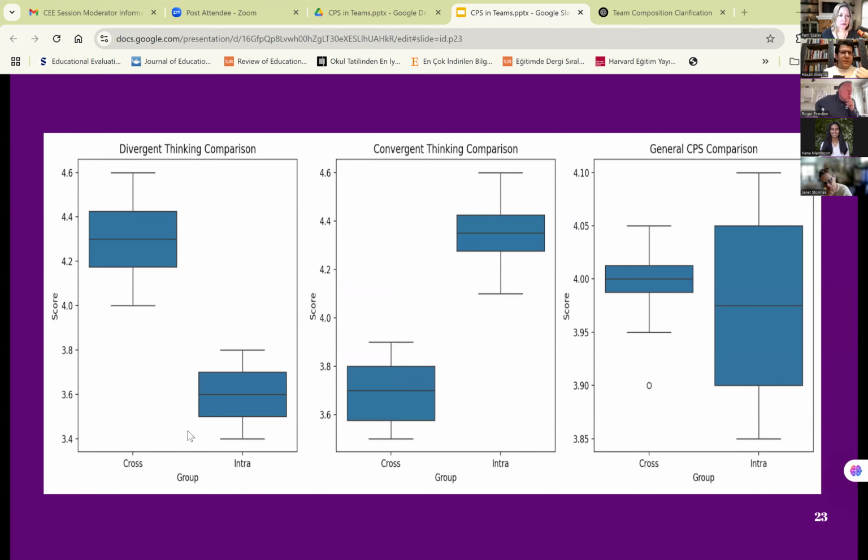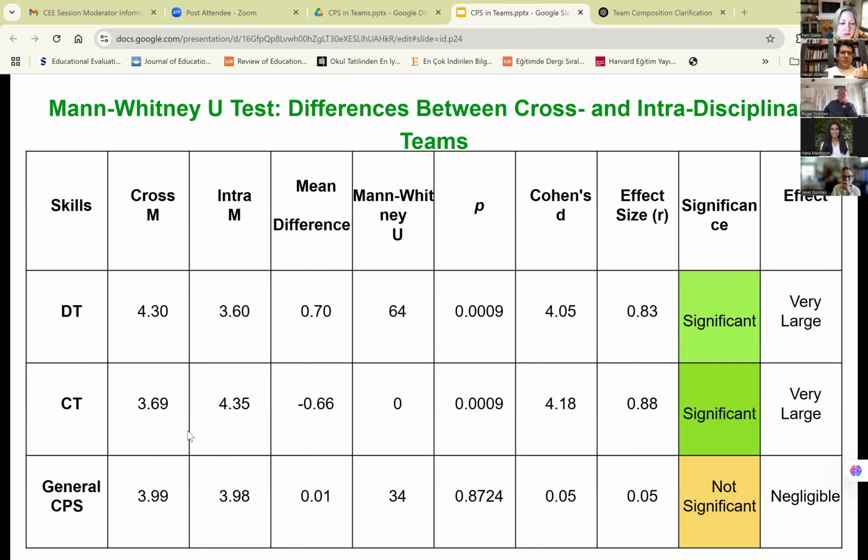So we compared divergent thinking and convergent thinking, and what about general CPS performance? Overall, the CPS scores are very similar. When we look at the Mann-Whitney U test results, the statistical analysis reveals that for divergent thinking, the cross teams significantly outperform the intra teams. For convergent thinking, intra teams significantly outperform the cross teams. But in general CPS, there is no significant difference between the cross and interdisciplinary teams.